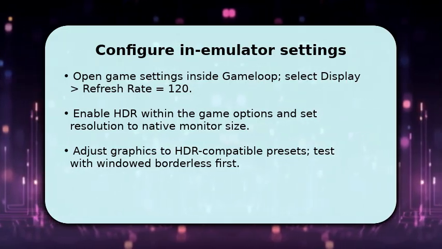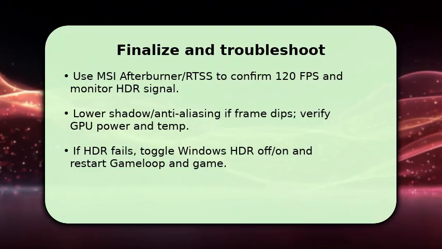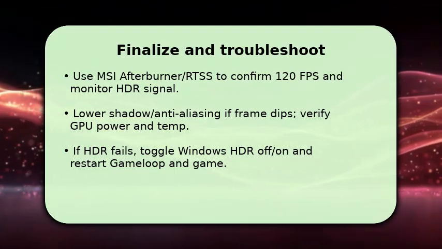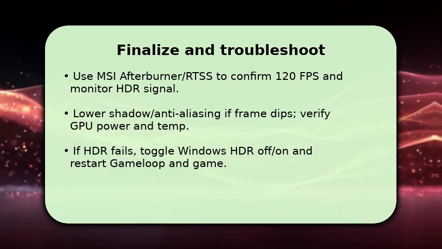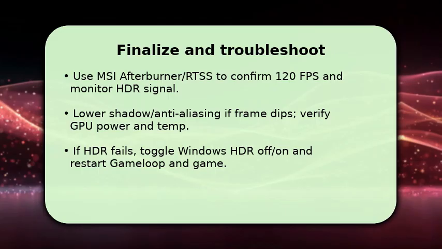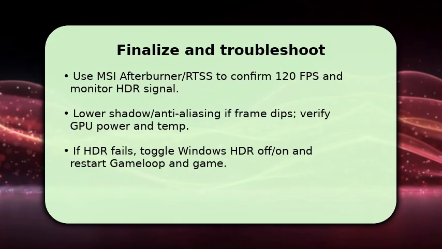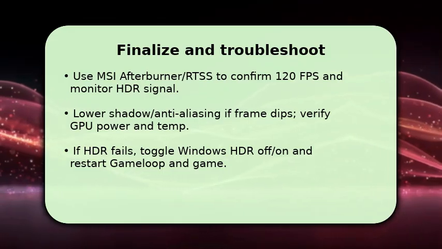You finish by validating and stabilizing performance. Run an FPS overlay to confirm sustained 120 FPS and check Windows shows HDR as active. If you see drops, reduce GPU-heavy options like shadows and anti-aliasing, and make sure your GPU power limit isn't throttling. Adjust power/temperature targets if needed.